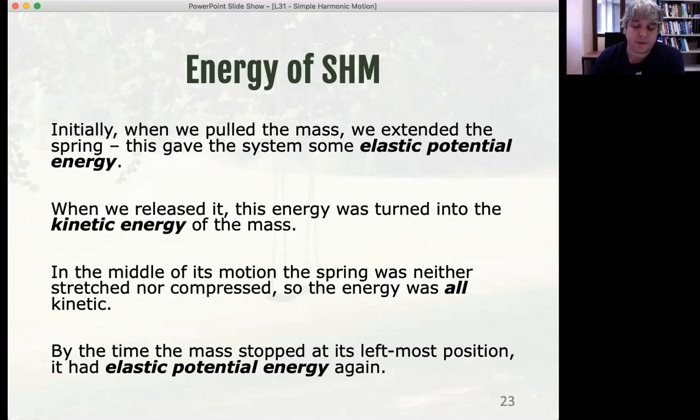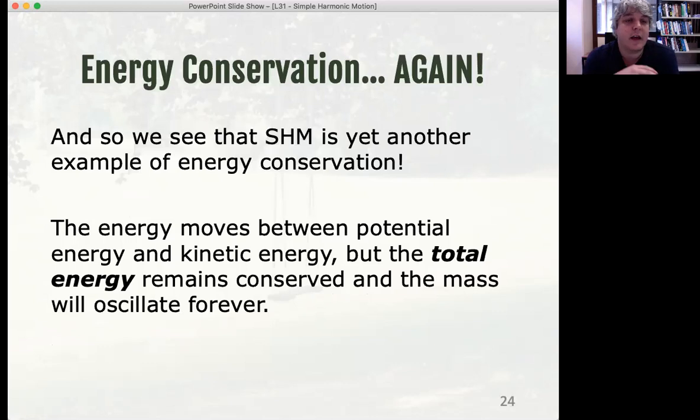So the energy of the system is being conserved, and we see that energy conservation strikes again. Energy conservation is very common, very frequent. Of course, there are some assumptions there. As we said, we've assumed that there's no friction, no way for that energy to leave the system once we give it to the system.